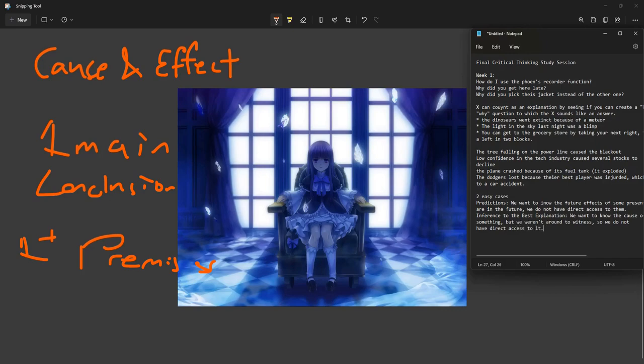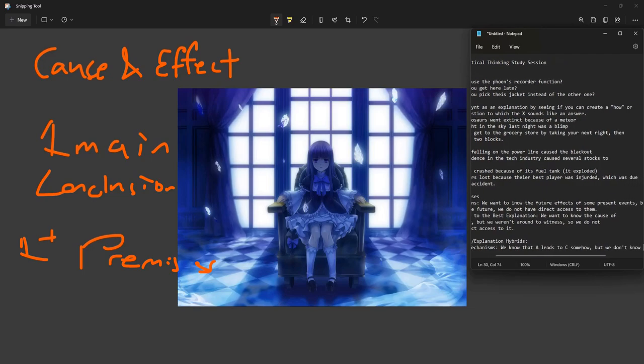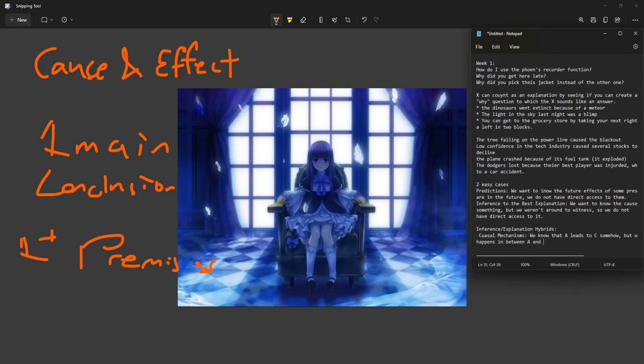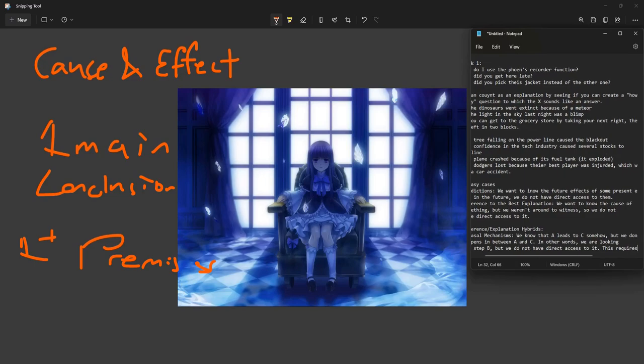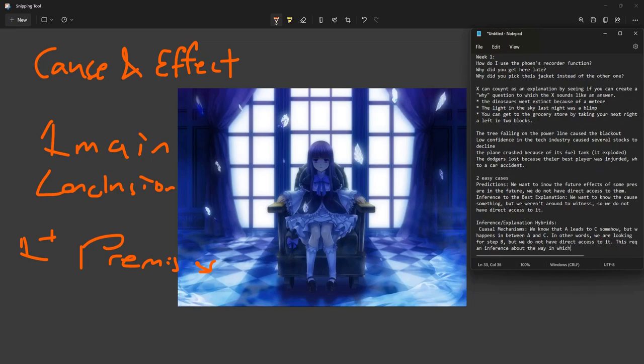And I always recommend having a pen and paper to write this down with me, as it helps with studying. Now let's look at the more difficult case, which is the inference/explanation hybrid. In this case, we have the causal mechanisms. We know that A leads to C somehow, but we don't know what happens in between A and C. In other words, we are looking for step B, but we do not have direct access to it, as this requires an inference about the way in which A leads to C.